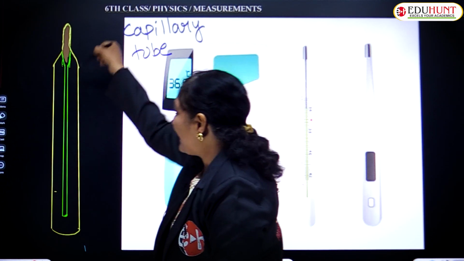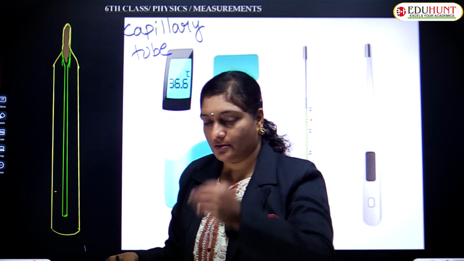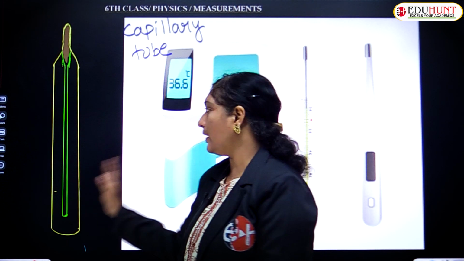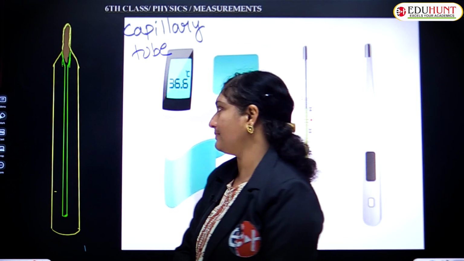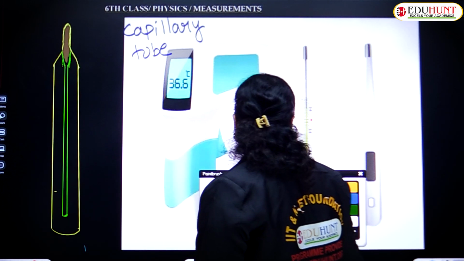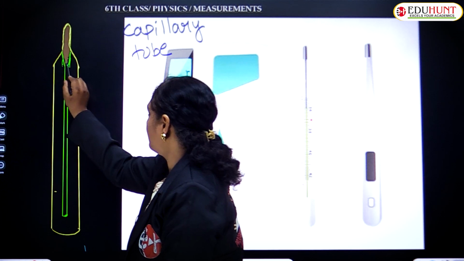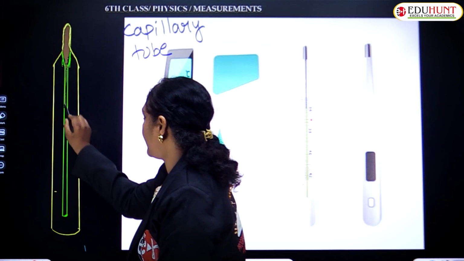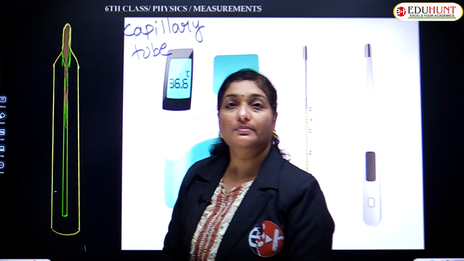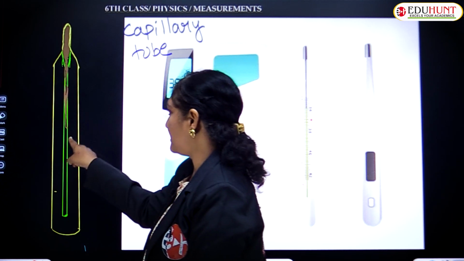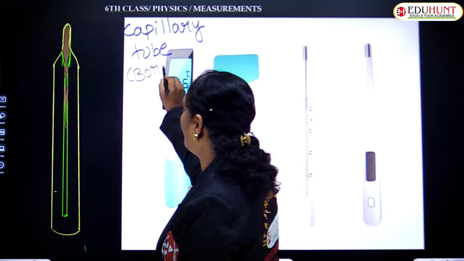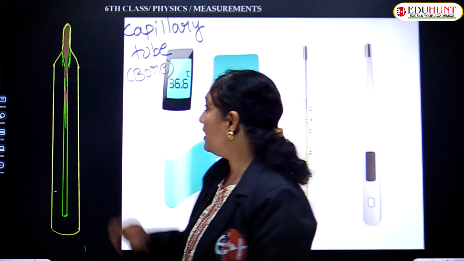The air inside the capillary tube is sucked out and evacuated, so no air is kept there, only vacuum. Whenever the temperature increases, this mercury starts expanding and occupies the space inside this narrow hole. Are you getting me, children? Okay, so this is called the capillary tube, and that narrow hole is called your bore.